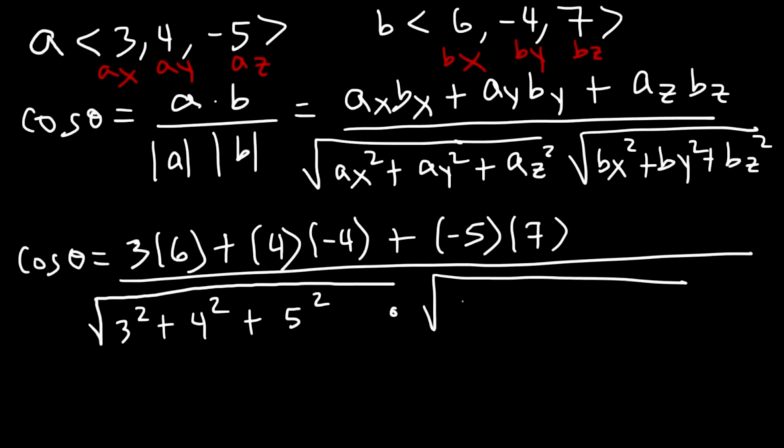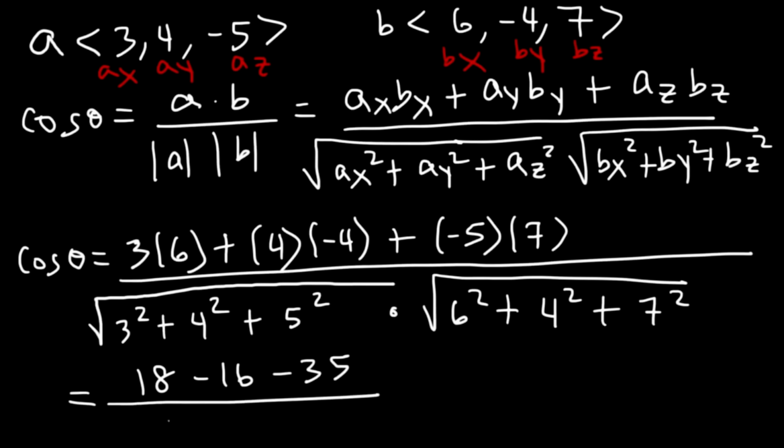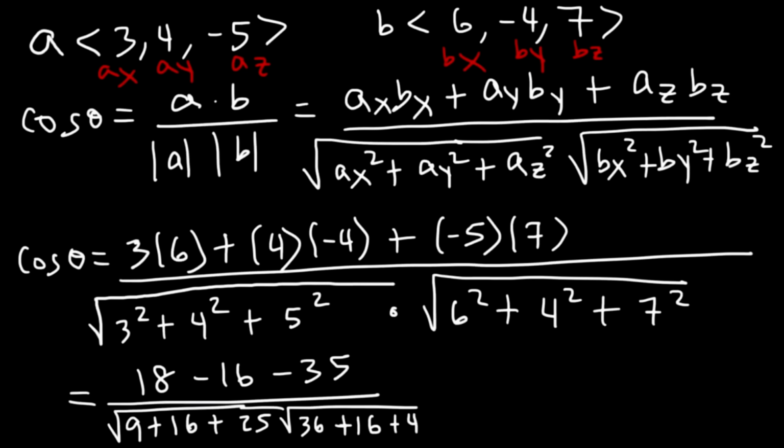And then BX squared, that's going to be 6 squared. BY squared is 4 squared equivalently. And BZ squared is 7 squared. 3 times 6 is 18. 4 times negative 4 is negative 16. And negative 5 times 7, that's negative 35. 3 squared is 9. 4 squared is 16. 5 squared is 25. 6 squared is 36. 4 squared is 16. 7 squared is 49.